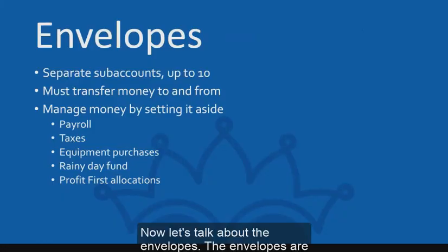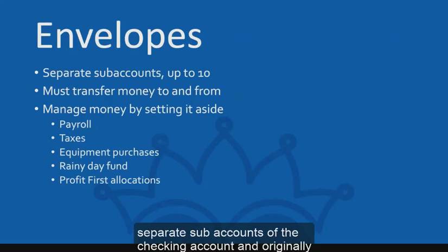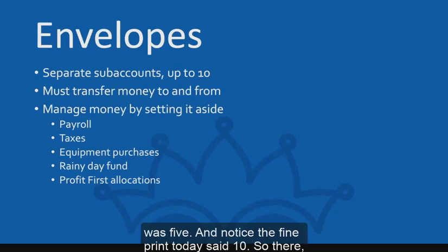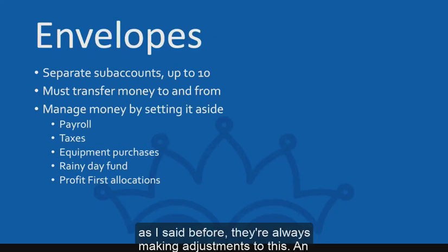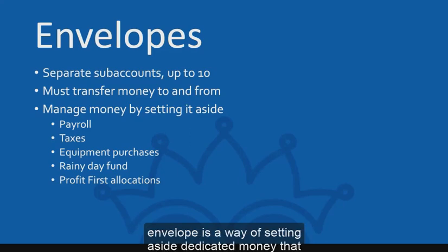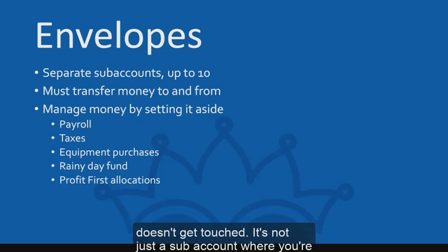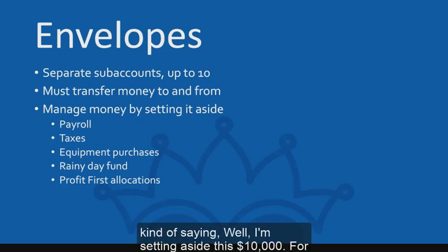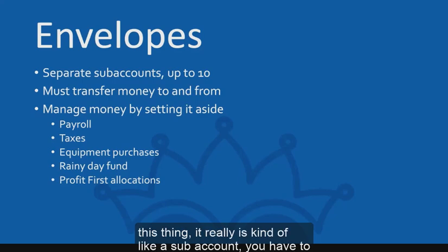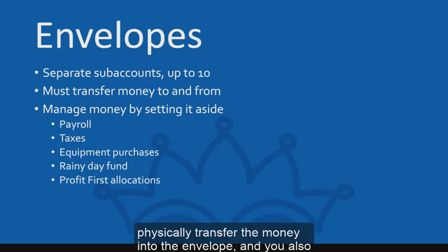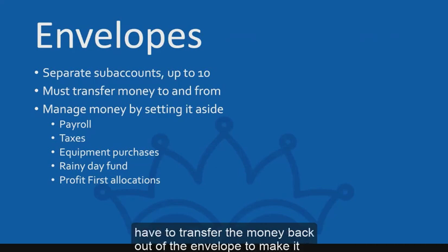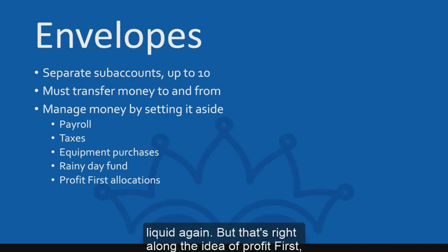Now, let's talk about the envelopes. The envelopes are separate sub-accounts of the checking account. And originally it was 5. I noticed the fine print today said 10. So as I said before, they're always making adjustments to this. An envelope is a way of setting aside dedicated money that doesn't get touched. It's not just a sub-account where you're kind of saying, well, I'm setting aside this $10,000 for this thing. It really is kind of like a sub-account. You have to physically transfer the money into the envelope, and you also have to transfer the money back out of the envelope to make it liquid again.